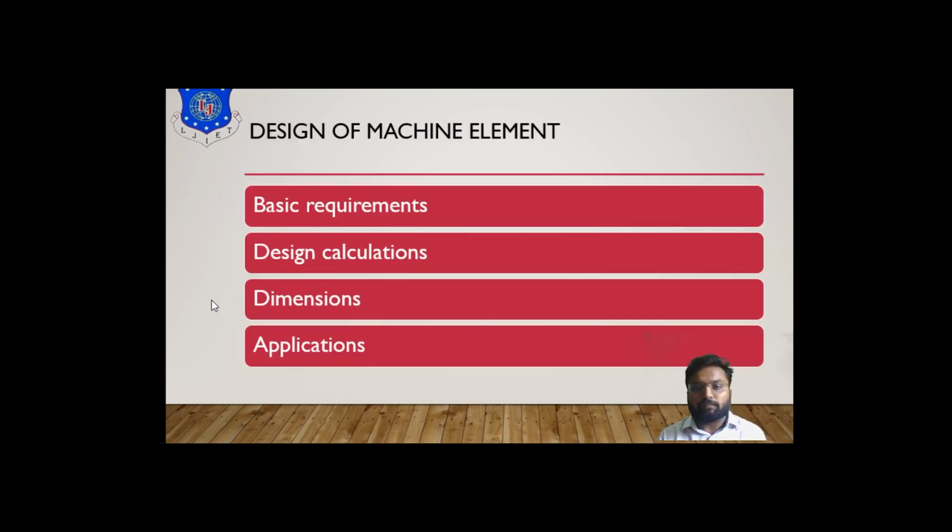For that, we should know the requirement of this machine element, what different design calculations we have to perform, what the different dimensions are, and ultimately, based on the application, we are going to select this machine element. Let's consider one example. If we have to design a piston, then we should know the basic requirements to design that piston. After considering the basic requirements, we'll have the design calculation, and from that design calculation we can get the dimensions, and depending on the dimensions we can decide the application for that particular piston.